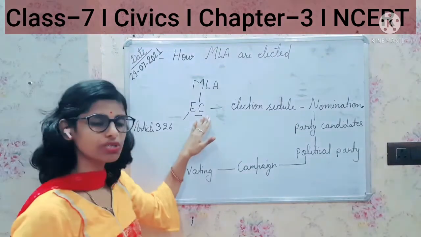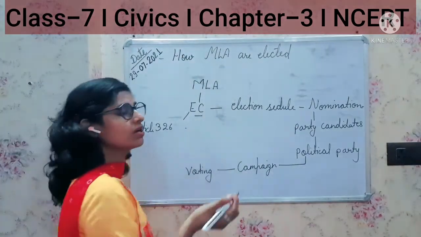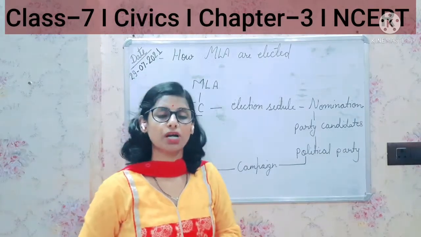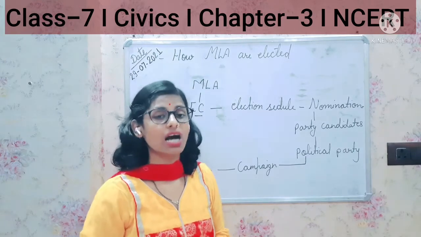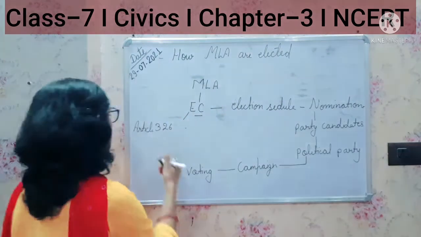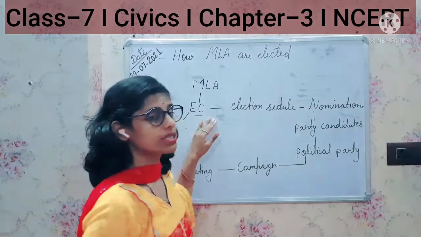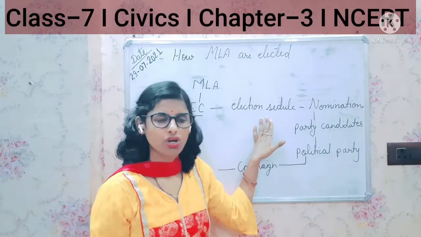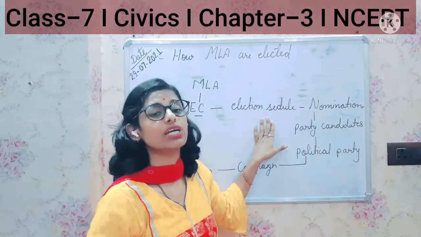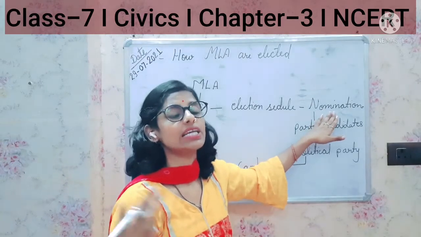The Election Commission's duty is first to issue a list of the people who are eligible, those who are 18 and above. They can cast their vote, as it is written in Article 326. Also, the Election Commission's duty is to schedule an election, on which date and what time the election will be, and the people start nominating their names.